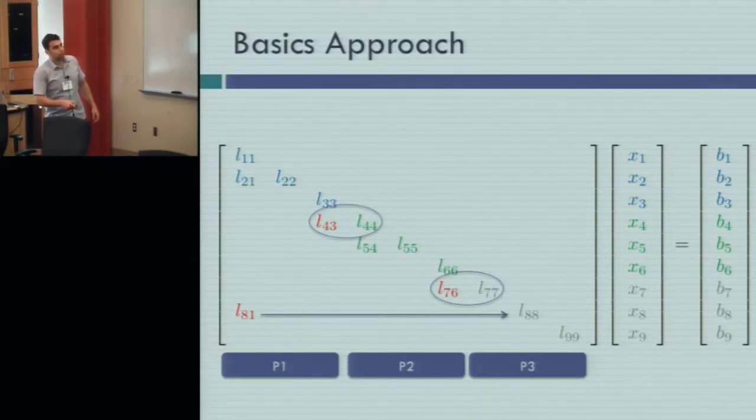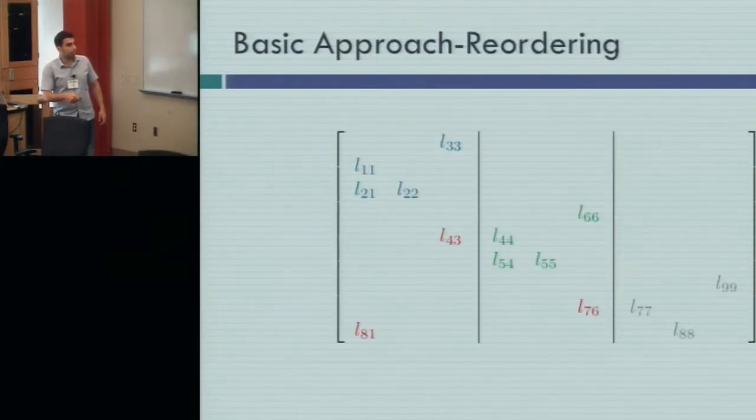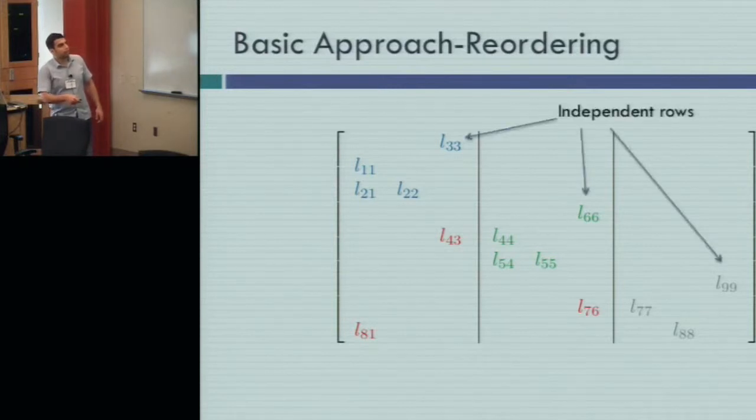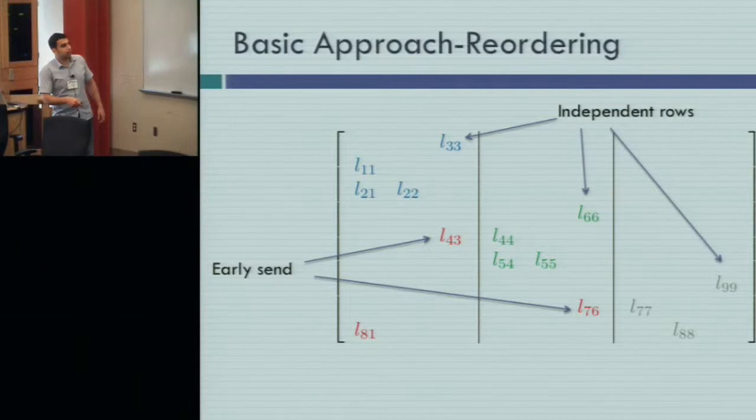This happens for this one too. Processor 2 can send the contribution of L76 before doing the other rows. By doing this, we get some parallelism. So let's consider processing from top to bottom. We reorder like this. These are the independent rows. These don't depend on the other processors, and they can be done in parallel by each processor. These are the contributions that need to be sent to satisfy the dependencies. If we send this earlier, do the independent ones, send these earlier, we get some parallelism here. So this is the basis of our algorithm.